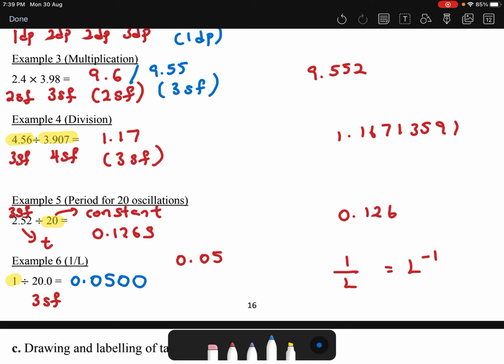You put 2 more, 0, 0. Because the 0 behind your 5 is considered as a significant number. In front is not. So the 0.0, this one is not SF. Okay, so that's how you present your data accordingly.